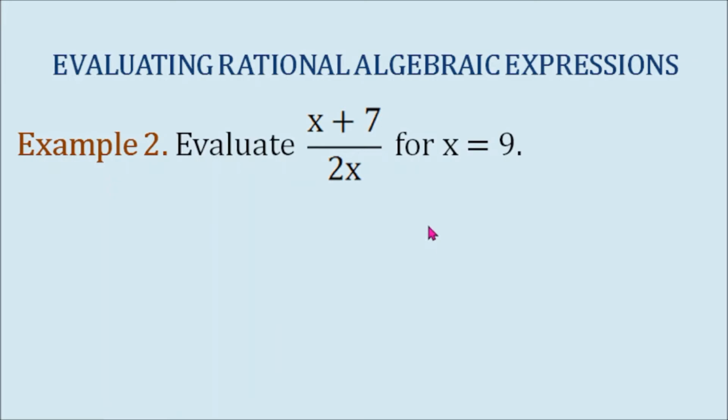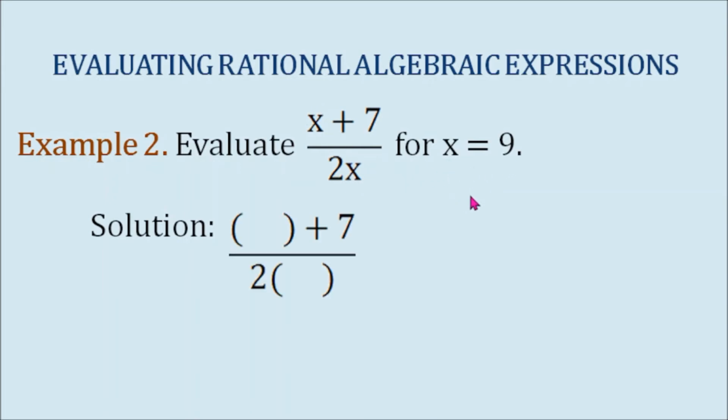Example number 2. Evaluate x plus 7 over 2x for x equals 9. So here, we will just substitute our x's with 9. So, for our numerator, it's 9 plus 7. For our denominator, it's 2 times 9. So, 9 plus 7 is 16 and 2 times 9 is 18. So it's 16 over 18 and we can still simplify this by dividing both the numerator and the denominator by 2. So our final answer is 8 over 9.